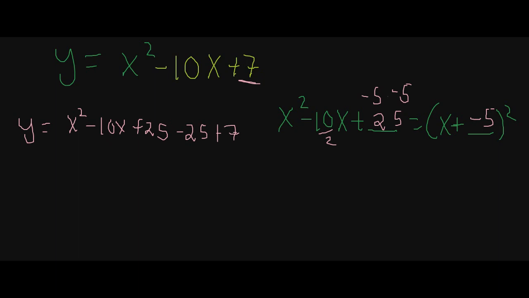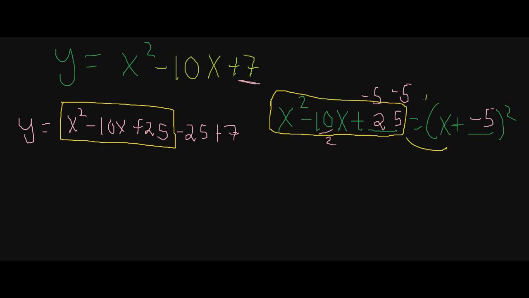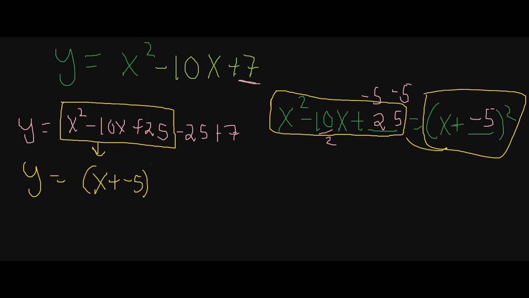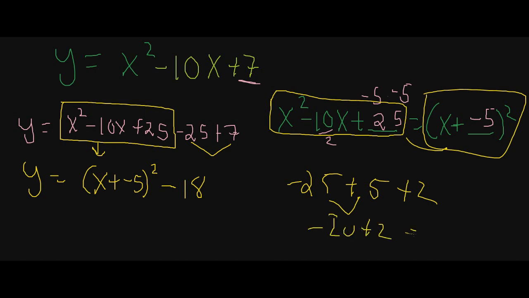Now I want you to observe x squared minus 10x plus 25. That is right here, and that equals x plus negative 5 squared. So we're going to replace it. This is going to become x plus negative 5 squared. And then we just need to simplify this here. Well, what's negative 25 plus 7? It is going to give me negative 18. One way that you could do this in your head if you didn't know: negative 25 plus 5 plus 2. This here is going to be negative 20 plus 2, and that gives me negative 18.